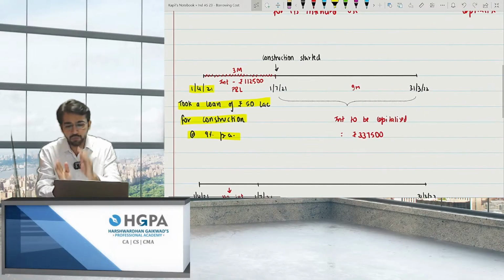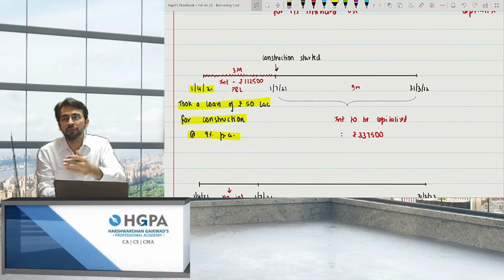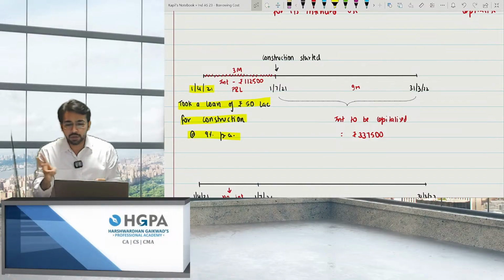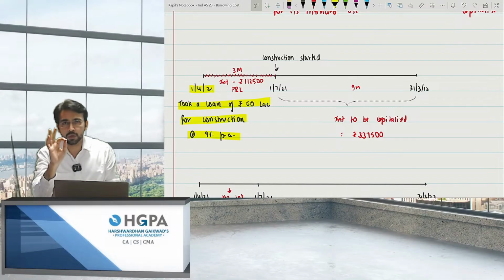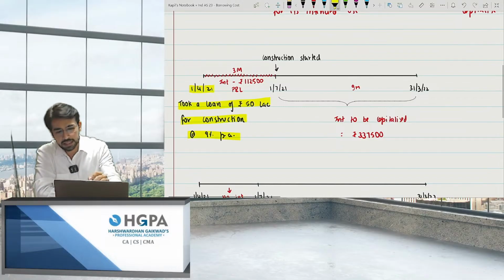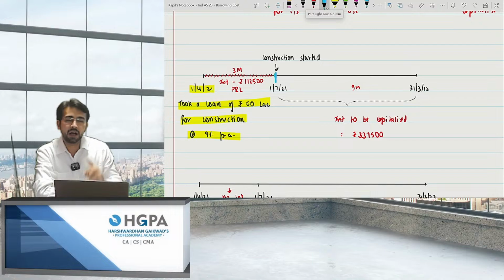Obviously, I have to pay interest from 1/4, but you cannot capitalize. For the first 3 months, that is 1,12,500 is the interest, you will not capitalize it, you will transfer it to P&L. On 1/7, when you started with the construction, after that you can capitalize it for 9 months. That is 3,37,500. Okay, next point.